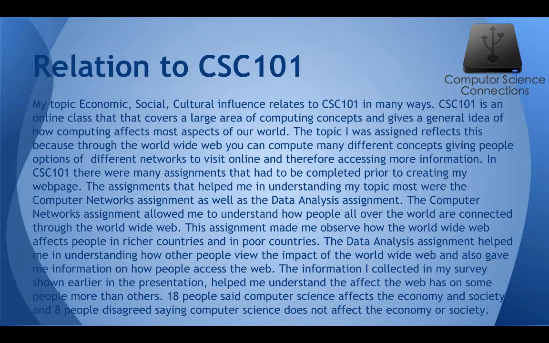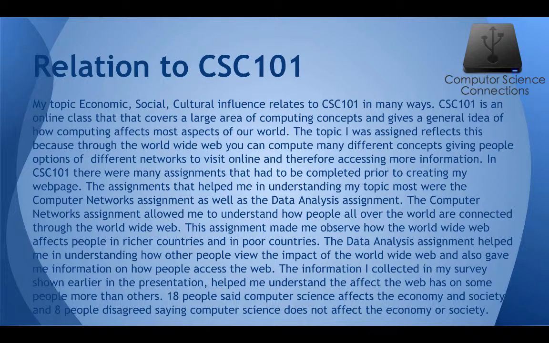Relation to CSC 101. My topic, economic, social, and cultural influence, relates to CSC 101 in many ways. CSC 101 is an online class that covers a large area of computing concepts and gives a general idea of how computing affects most aspects of our world. The topic I was assigned reflects this because through the World Wide Web, you can compute many different concepts, giving people options of different networks to visit online and therefore accessing more information.